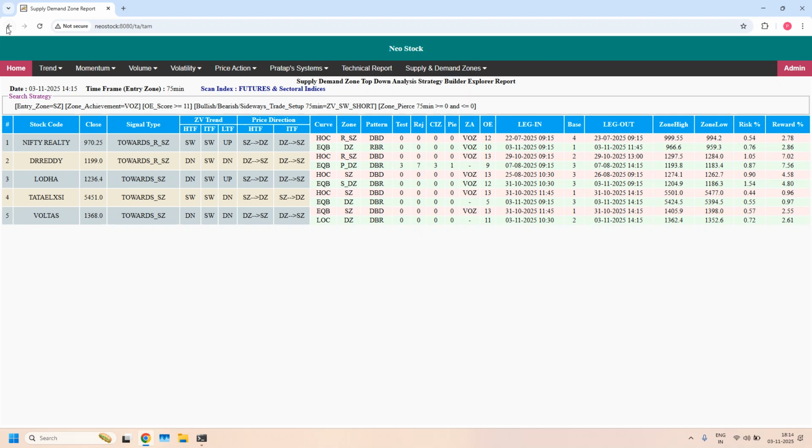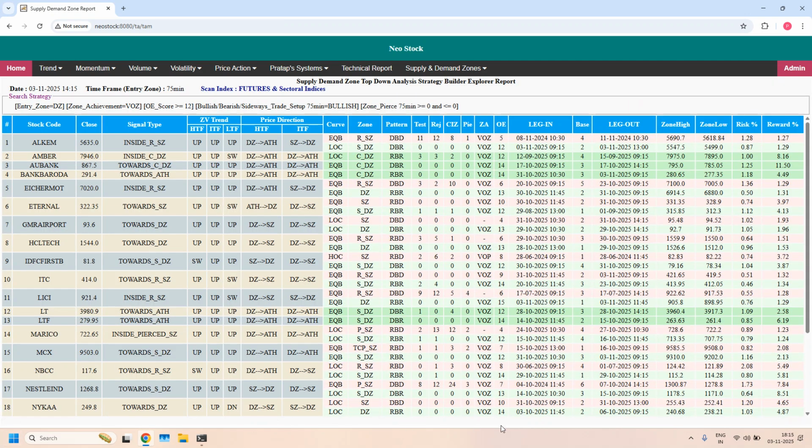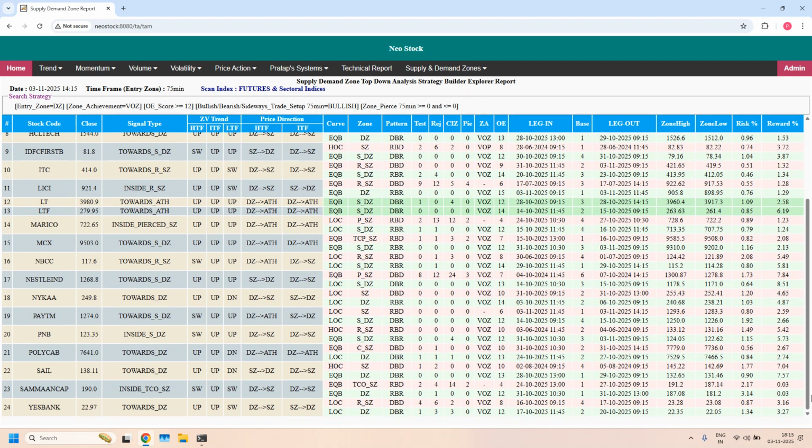Okay, next weekly income trade, bullish trade setup, 75 minutes demand zone, and here bullish and minimum order enhance score 12. First 18 stocks in the list, all the entry time frame zones are 75 minutes demand zones. Scrolling the list down, total 24 stocks are filtered. Out of 24, we should identify high probability trade setup zones, 75 minutes demand zones.